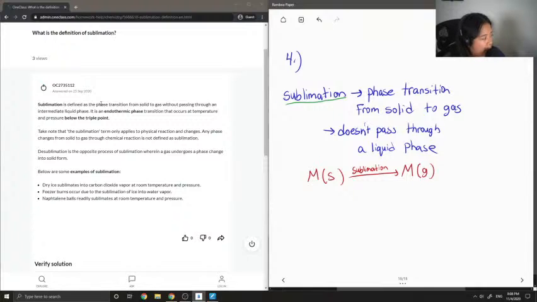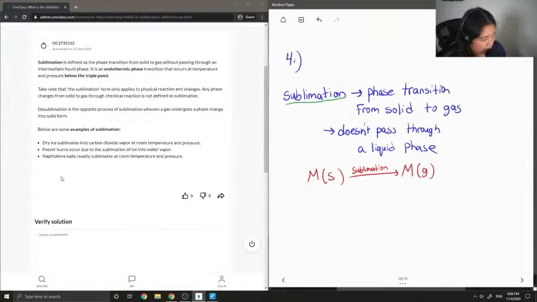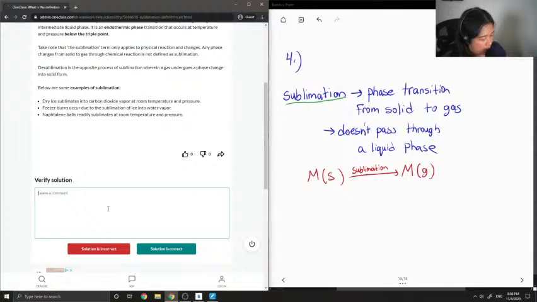Dry ice sublimates into carbon dioxide vapor at room temperature and pressure. I'm guessing freezer burns occur due to the sublimation of ice into water vapor. And finally, naphthalene balls readily sublimate at room temperature and pressure. So this solution is correct, and they gave good examples as well.